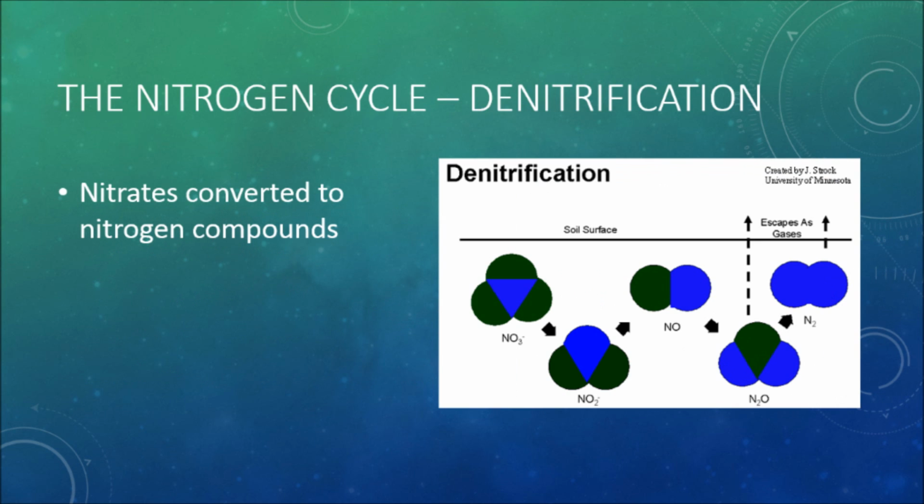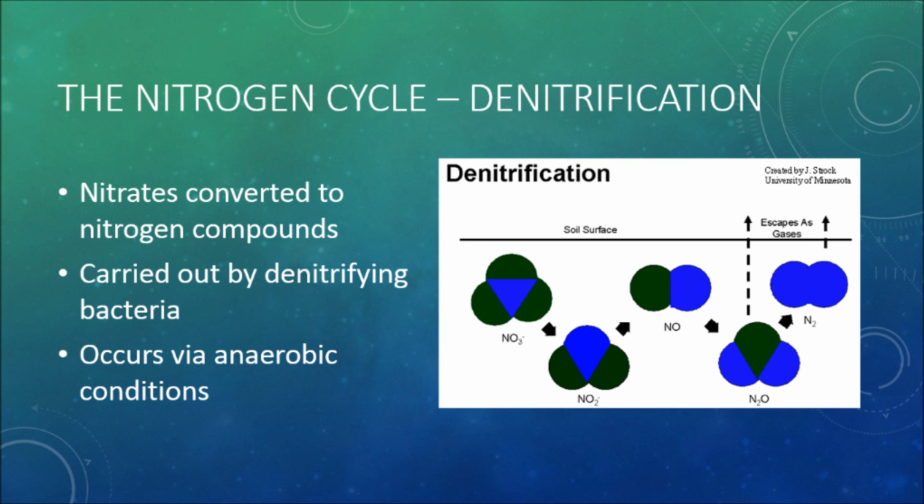Denitrification means that nitrates in the soil are converted into nitrogen gas by denitrifying bacteria. They use nitrates in the soil to carry out respiration. This produces nitrogen gas, which is released back into the atmosphere. This happens in anaerobic conditions where there is no oxygen, and most often there is a lot of water.